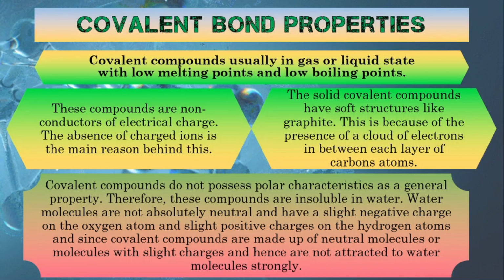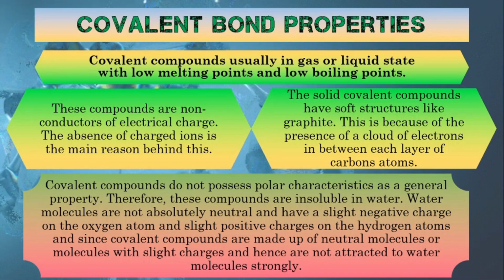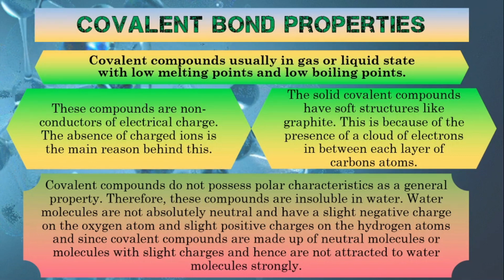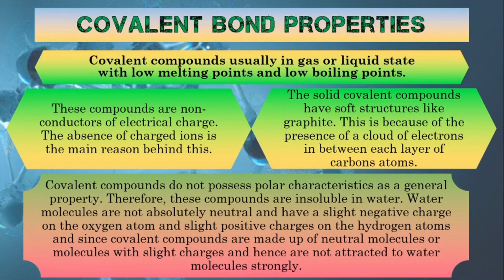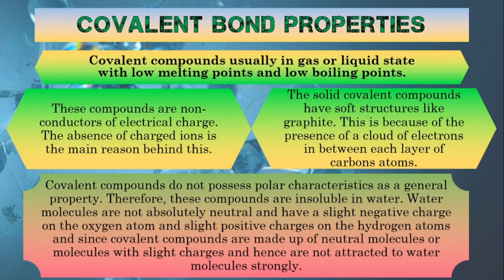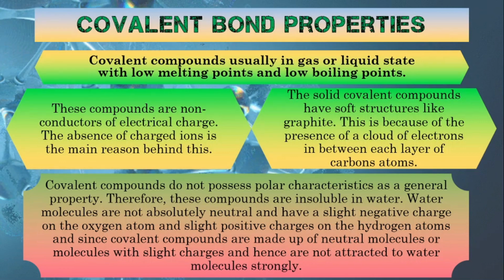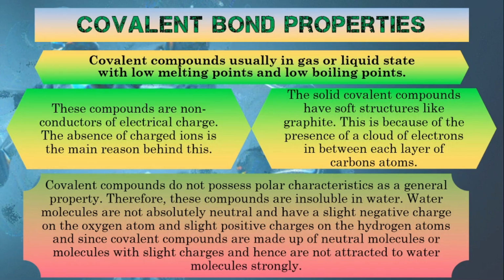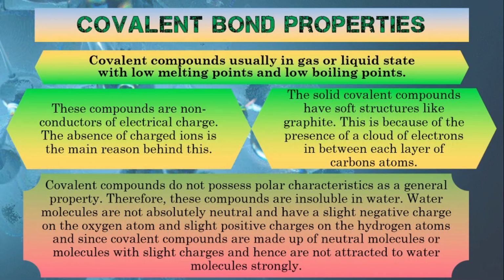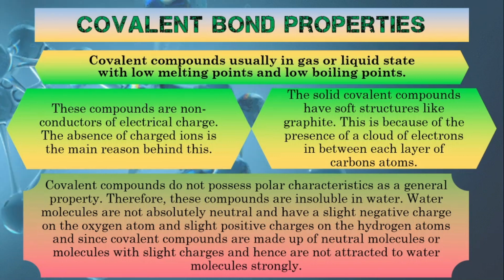Next, solid covalent compounds have soft structures like graphite. This is because of the presence of the cloud of electrons in between each layer of carbon atoms. Also, carbon compounds do not possess polar characteristics as a general property. Therefore, these compounds are insoluble in water.